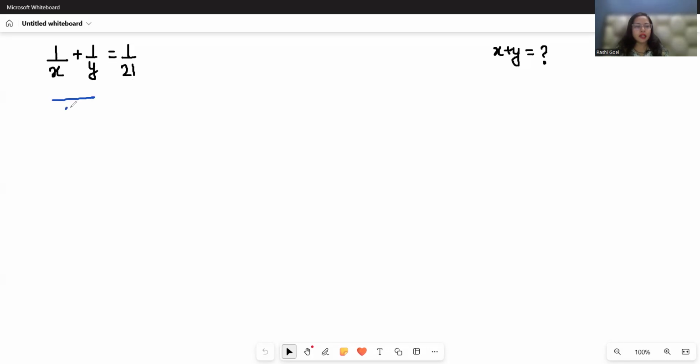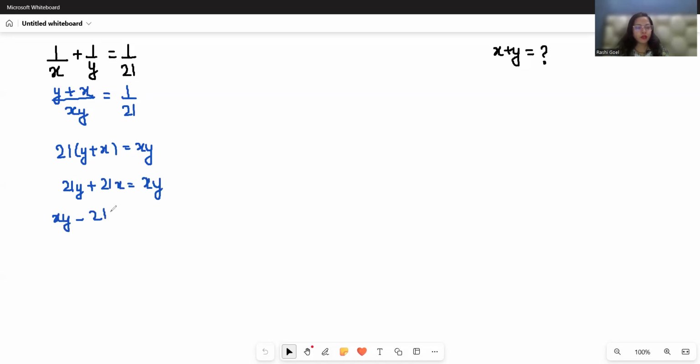If I take the LCM, it is xy, and when we multiply, here y and here x, equals 1/21. Now I'm doing cross multiplication, so 21 times (y + x) equals xy, so it becomes 21y + 21x = xy. Take all terms together, so xy - 21x - 21y = 0. We can write it like this.